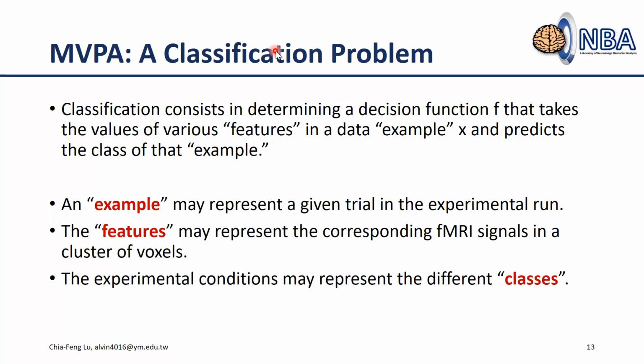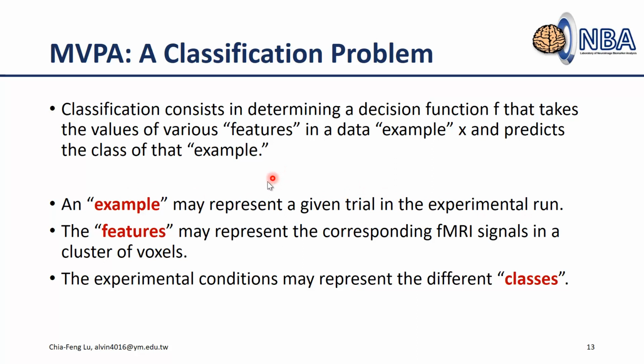Okay, so the basic idea about the classification problem is that you need sample data. For example, you need to collect several different rounds of fMRI data, looking at different pictures. That is called an example, or sometimes we say sample data. Okay, this is very important. For fMRI, the example or sample represents the experimental round.